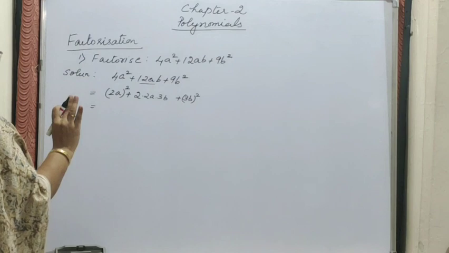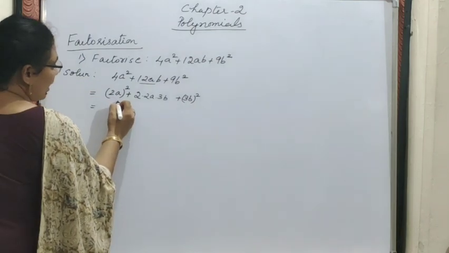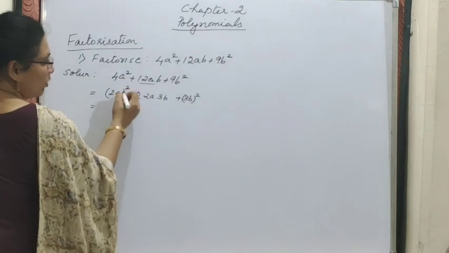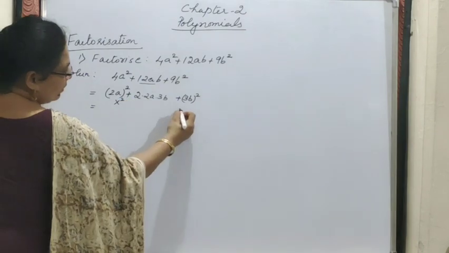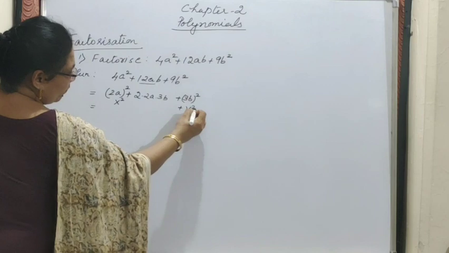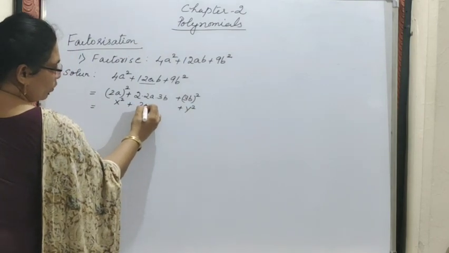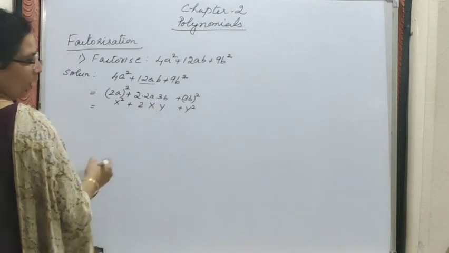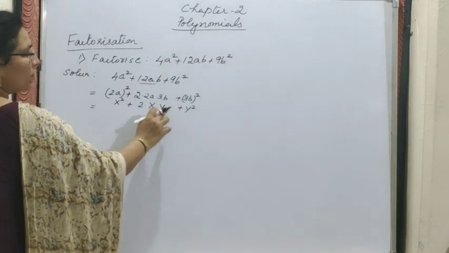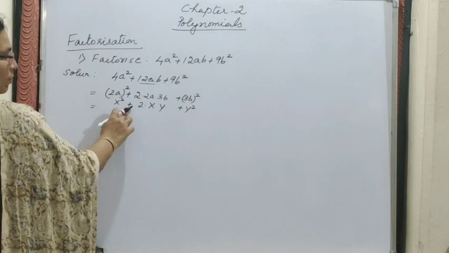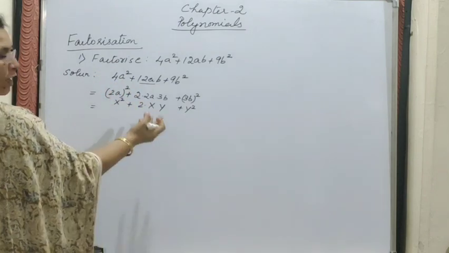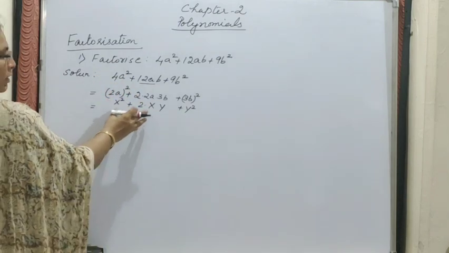So just for your knowledge, I'll take a square as x square, because a and b are already there. I write here x square, and this I got as y square. So here I'll write 2 into x into y. So you are getting a similar identity like this. Which identity? a plus b whole square, or x plus y whole square. So we got it is similar to the identity.